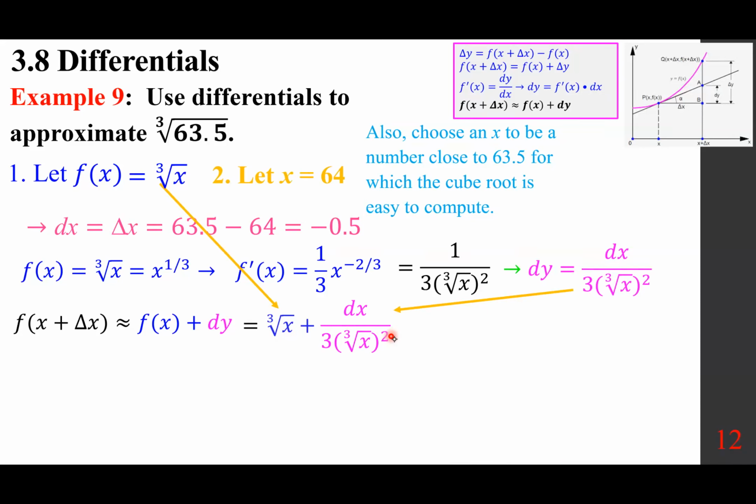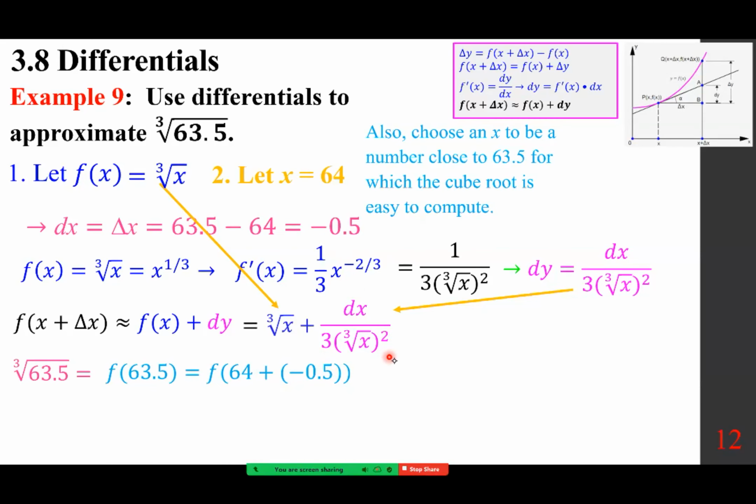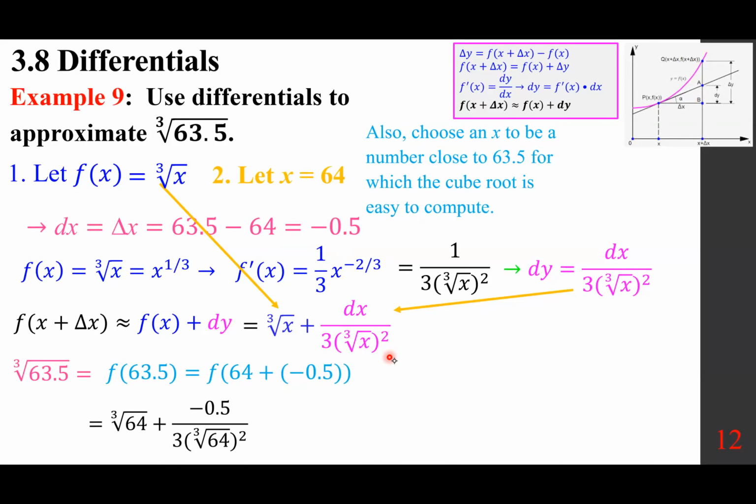We want the cube root of 63.5, which means we want f of 63.5, where x is 64 and dx is negative 0.5. So plug it in. We are going to evaluate this expression.